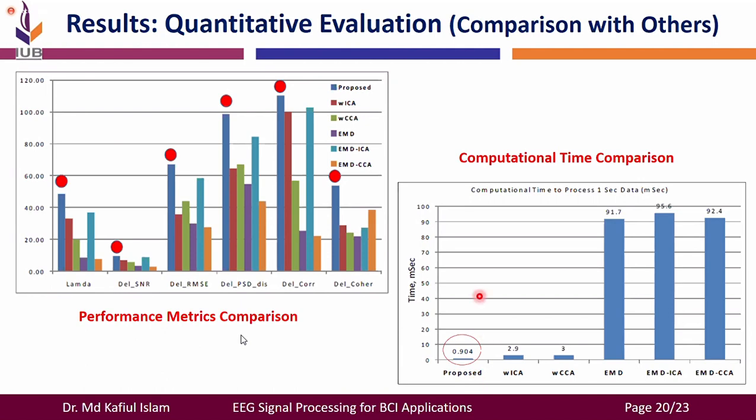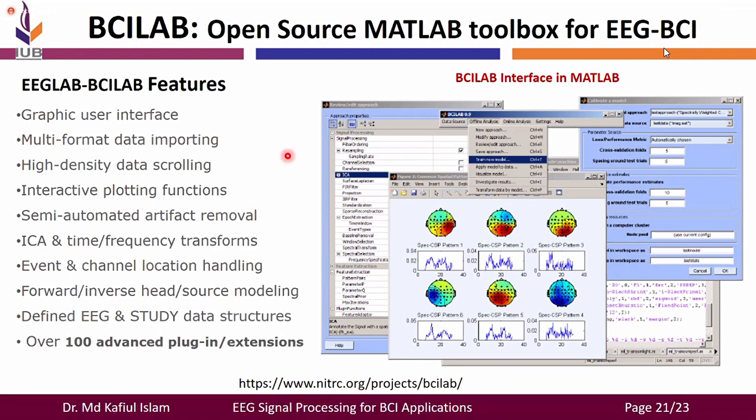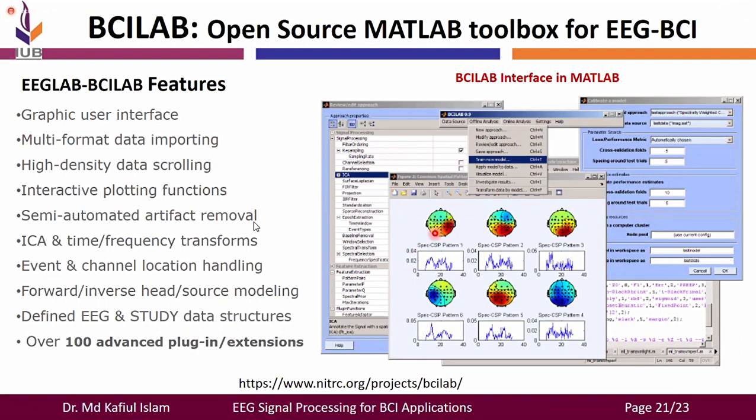So this is for those who want to start EEG-based BCI research. They can easily use BCILAB, which is a MATLAB compatible, open source toolbox. It has a lot of features. If you do not want to develop your own signal processing and machine learning algorithms, you can use the built-in functions from BCILAB. Starting from signal processing to classification, you can find all types of algorithms, and there are at least 100 advanced plugins or extensions available for BCILAB.